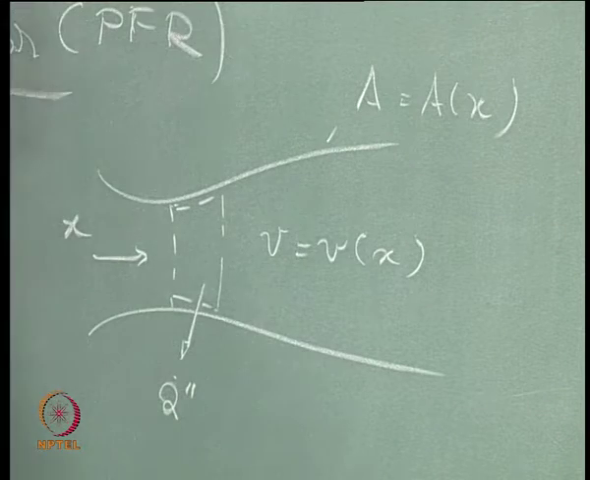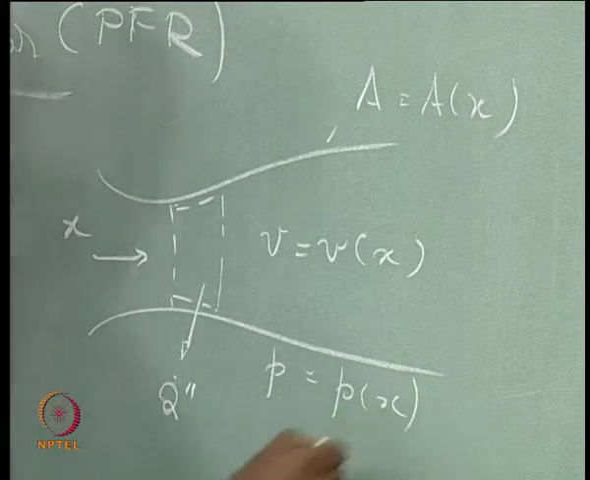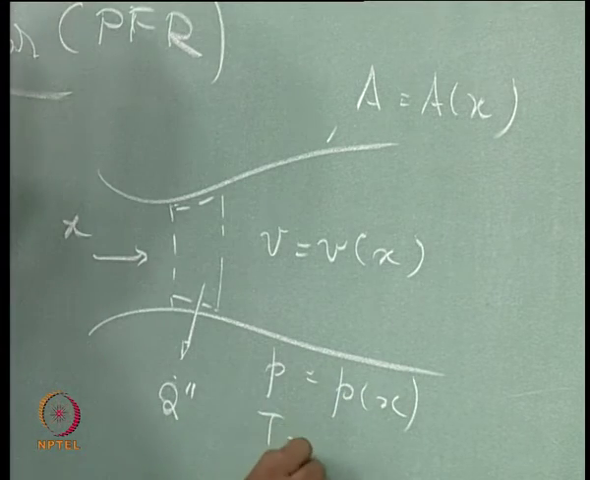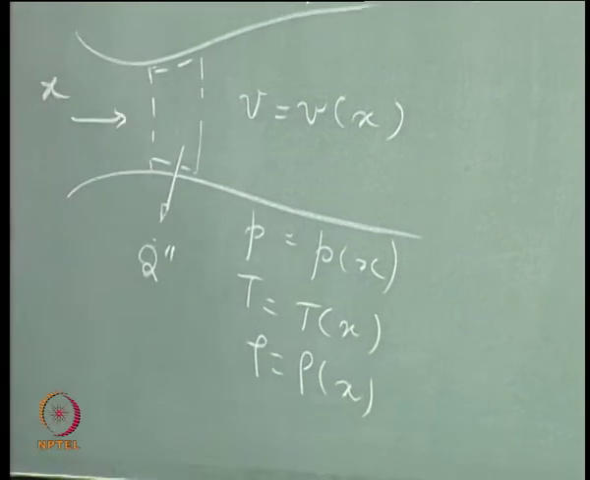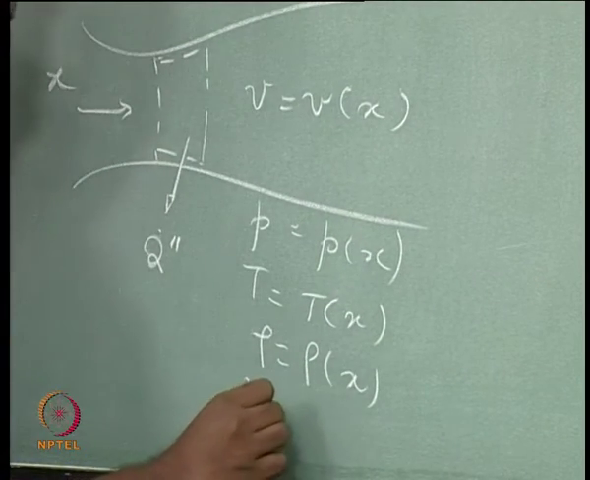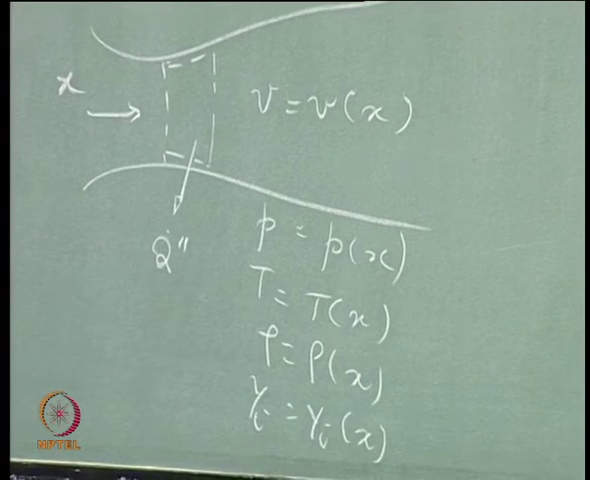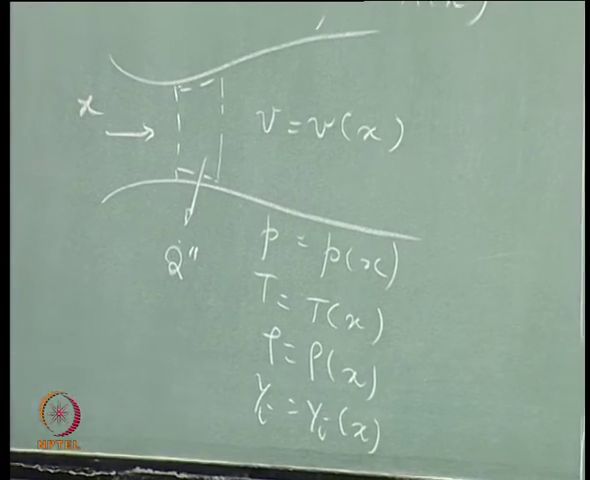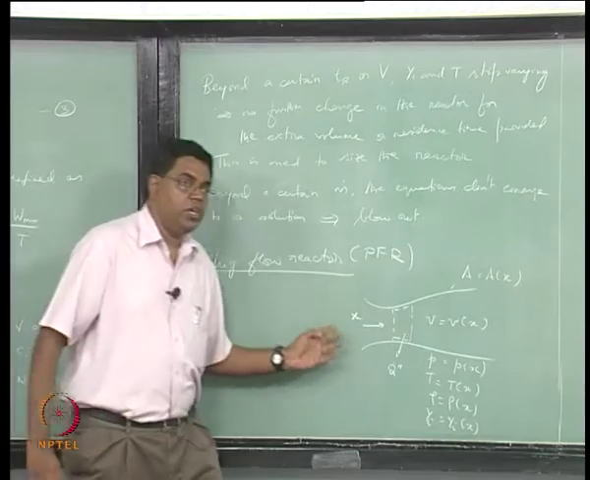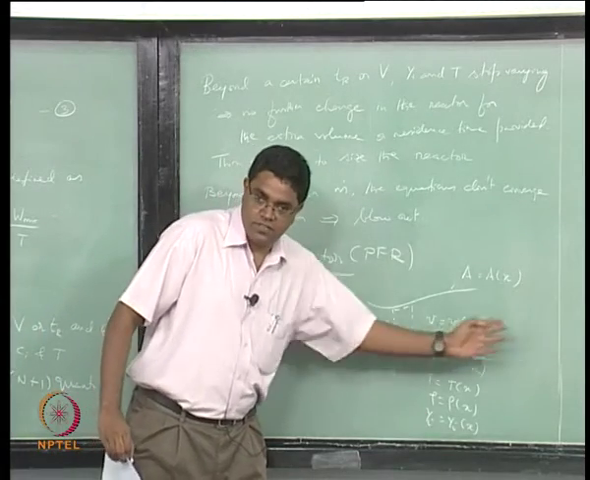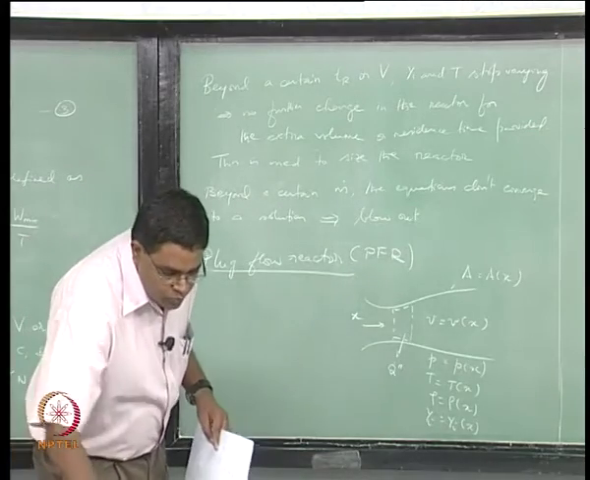So similarly we now say P equals P of X, T equals T of X, rho equals rho of X, Yi equals Yi of X, okay. I equals 1 to n. We have to keep track of spatial one dimensional spatial variation of n species along, okay. That's how we want to do this, okay.